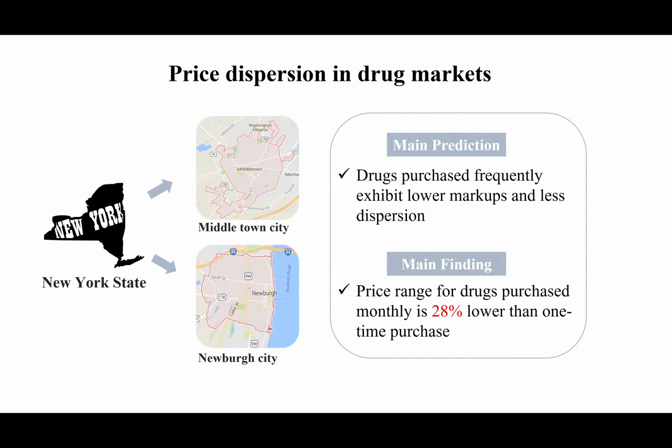In the healthcare market, the most obvious problem is asymmetric information. In this part, I'm going to show the price dispersion in drug markets in America, which is due to the asymmetric information. This research is done by Sorensen. The data in the paper comes from 2 small towns in New York State. Why these 2 markets? One reason is that state legislation requires all pharmacies to post drug prices. Thus, drug price information can be obtained efficiently. Another reason is that these 2 towns have well-defined local markets. The main prediction in this paper is that drugs purchased frequently exhibit lower markups and less dispersion. After the regression test, it shows that the price range for drugs purchased monthly is 28% lower than for one-time purchases, which is consistent with their prediction.